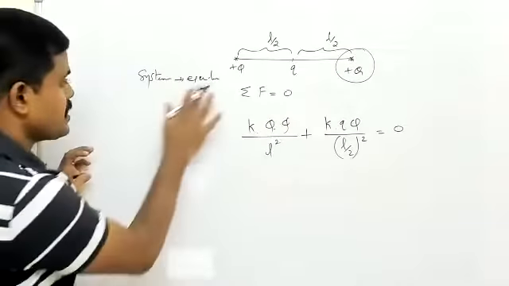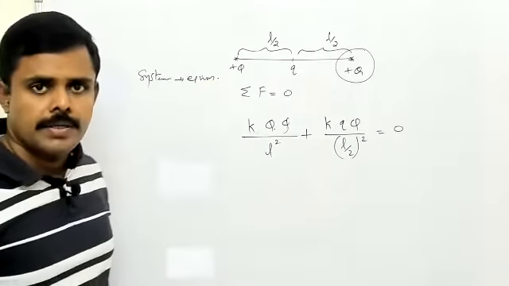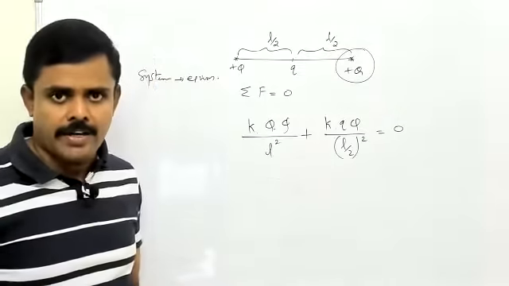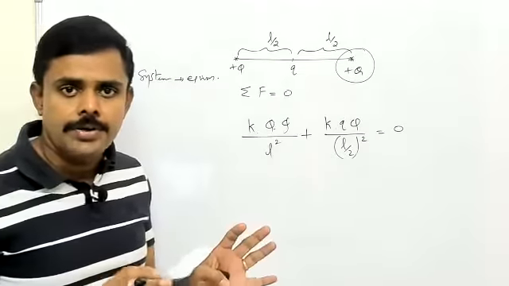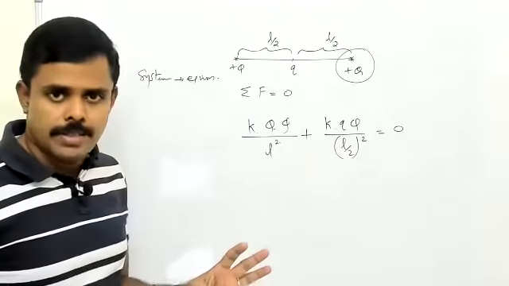They say that the system is in equilibrium. System is in equilibrium. Equilibrium means force is equal to zero. You've been hearing this since class 11. Equilibrium always refers to net force being zero. Okay. So they say that the system is in equilibrium.